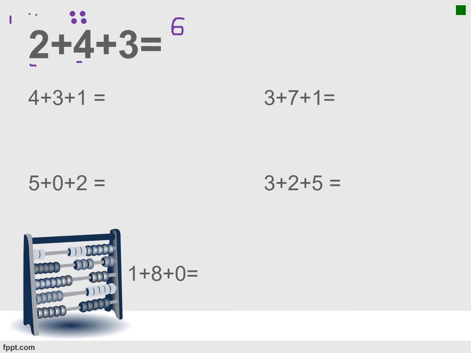And what is the other number we are left with? 3. 6 plus 3 is 6 here, 1, 2, 3. So 6, 7, 8, 9. So what is the answer? 9.